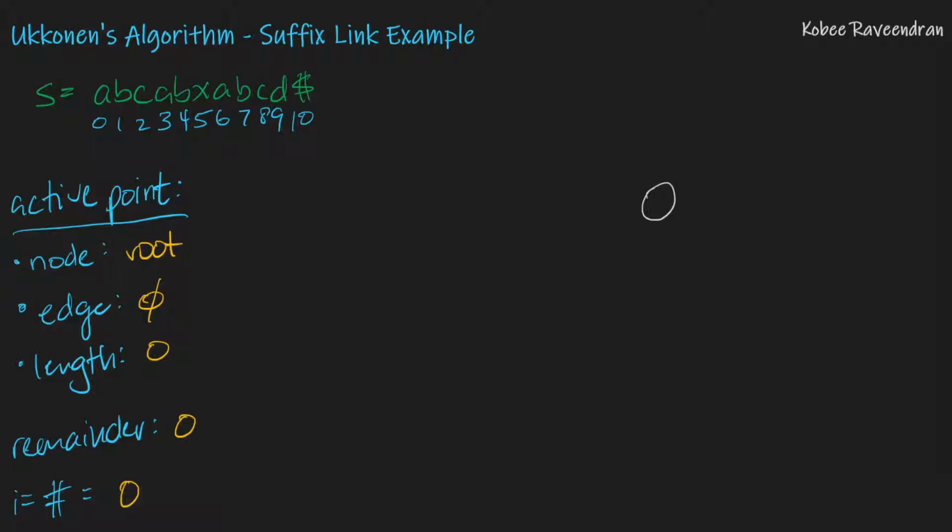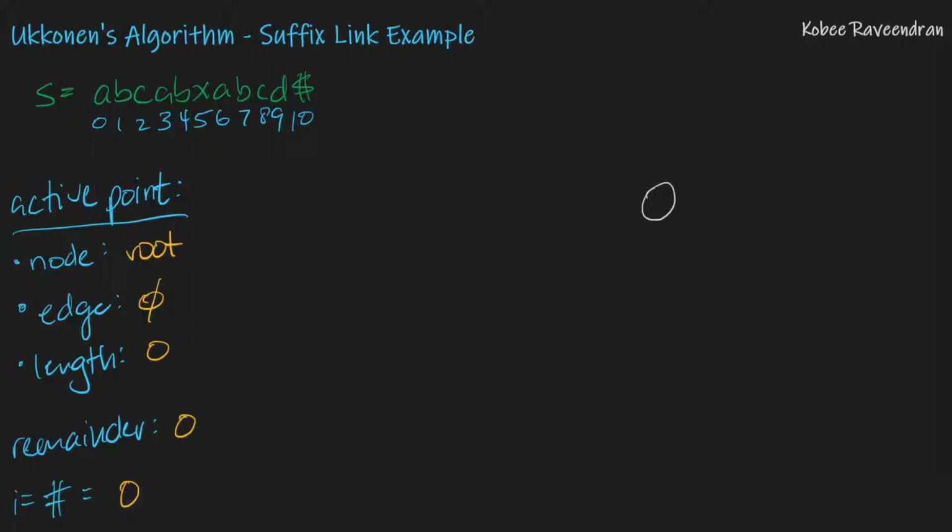So let's get started with a more complex example. Here I have a new string, s equals abcabxabcd, and you'll notice right off the bat that not only is it longer, but all of its repetitions are also longer. Anyway, I've already initialized our active point and root and everything. I made the root white because things might get a little bit crowded here, just so you can keep track of it. Anyway, let's get started with our for loop.